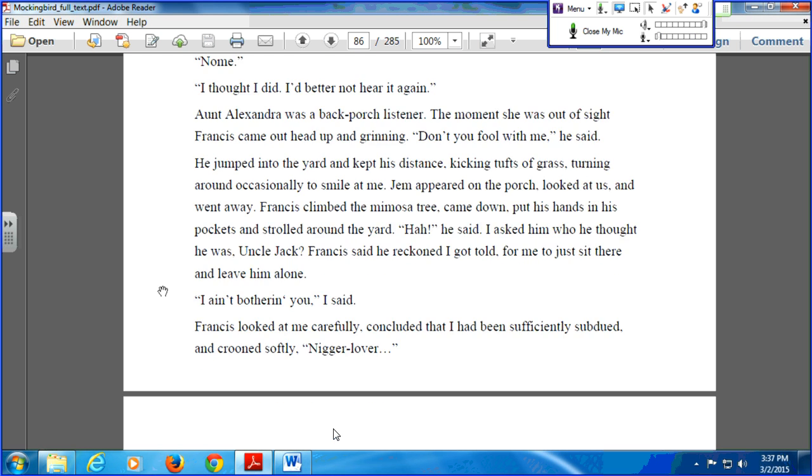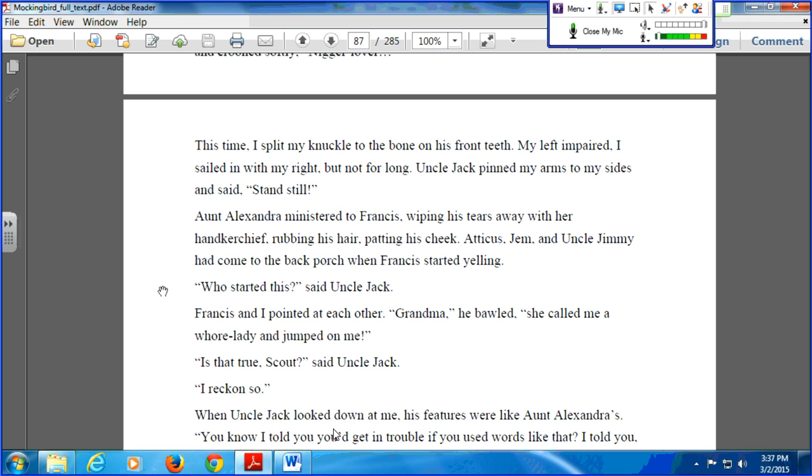Francis looked at me carefully, concluded I had been sufficiently subdued, and crooned softly, "N-word lover." This time, I split my knuckle to the bone on his front teeth. My left impaired, I sailed into him with my right, but not for long. Uncle Jack pinned my arms to my sides and said, "Stand still!" Aunt Alexandra ministered to Francis, wiping his tears away with her handkerchief, rubbing his hair and patting his cheek. Aunt Alexandra and Uncle Jimmy had come to the back porch, and Francis started yelling. "Who started this?" said Uncle Jack. Francis and I pointed at each other. "Grandma," he said, "she called me a name and jumped on me." "Is that true, Scout?" "I reckon so, Uncle Jack."